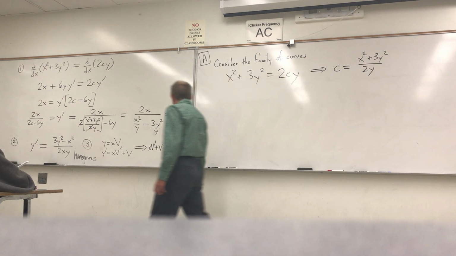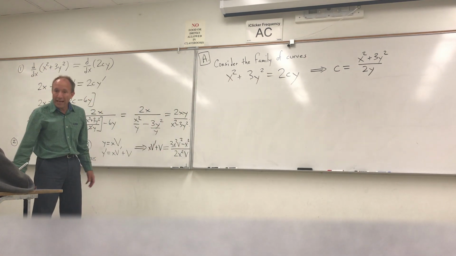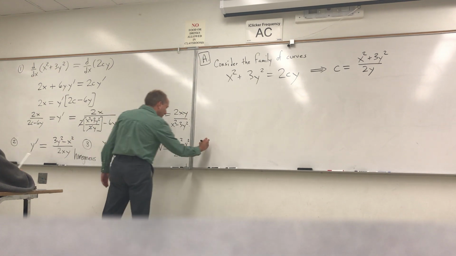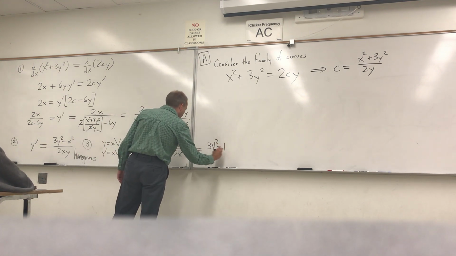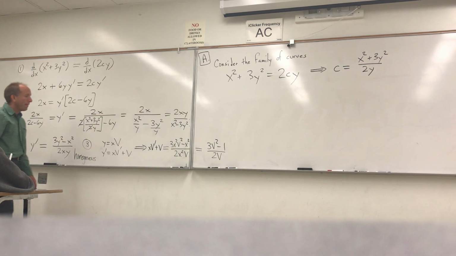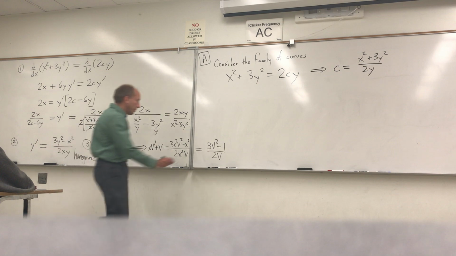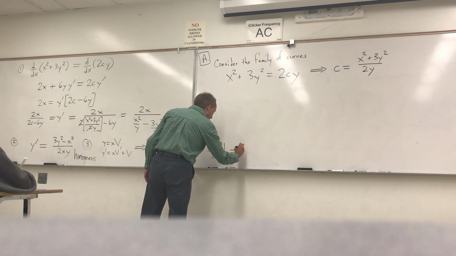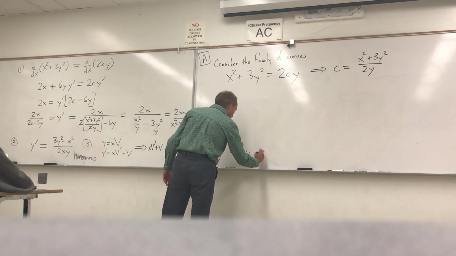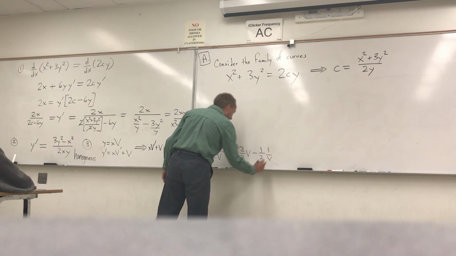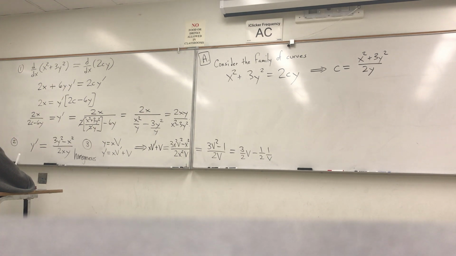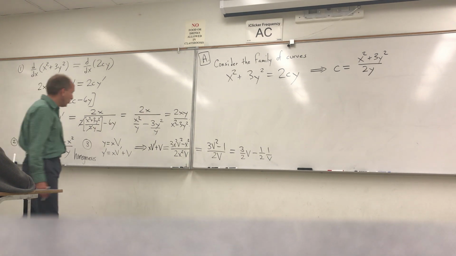Okay. And all of the x squareds cancel on the right side of this, so you can replace this with 3v squared minus 1 all over 2v. There we go. Or in other words, I'm going to simplify this a little bit more. This is 3/2 of v minus 1/2 of 1 over v. Okay, so 3/2 v minus 1/2 of 1 over v.